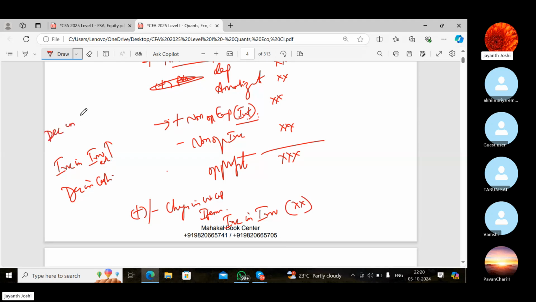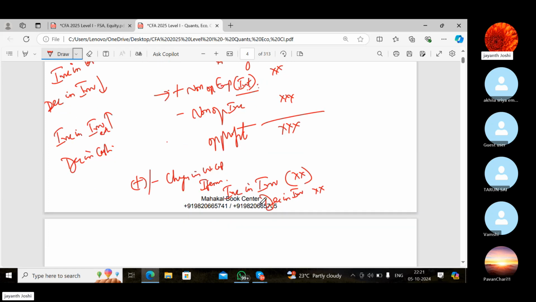Decrease in inventory. You have sold inventory, so you got cash. Increase in cash, so decrease in inventory. INV is inventory. Increase in cash. So we add like that. Receivables also: increase in receivables, decrease in receivables.